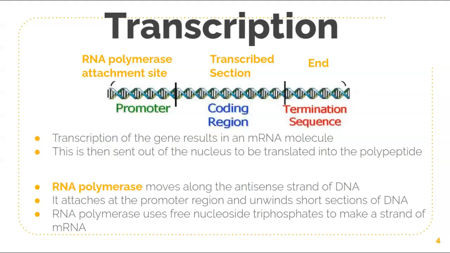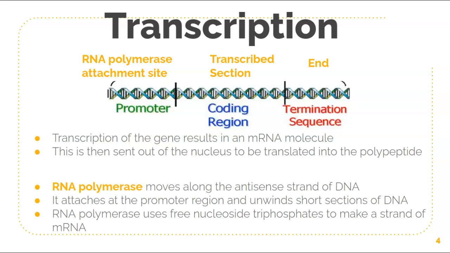So transcription, we have a few specific areas, right? We have the promoter area, which is where the RNA polymerase is attaching. Then we have the coding region, which is the transcribed section, and then the termination sequence, which is obviously the end of what is being transcribed. So the transcript of the gene results in an mRNA molecule, which is then sent out of the nucleus and into the ribosome so that it can be translated. RNA polymerase moves along the antisense strand of DNA.